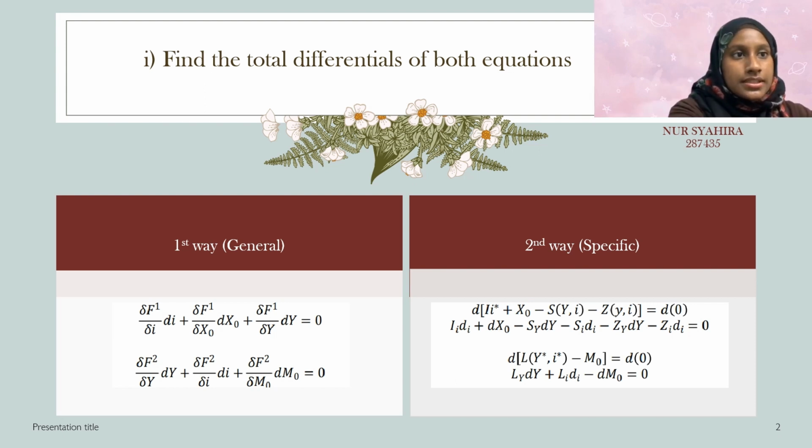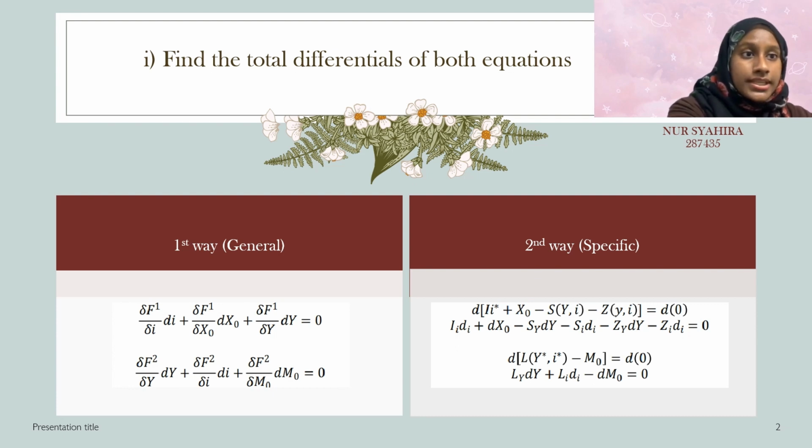For the second way, which is the specific way, you just copy the equation and put it in the bracket, but you must add d outside the bracket. So it will become like this: d bracket i star plus x null minus s bracket y i minus z bracket y i equal d null. After that you have to expand all of this and you will get I subscript i di plus dx null minus s subscript y dy minus s subscript i di minus z subscript y dy minus z subscript i di equal to 0.